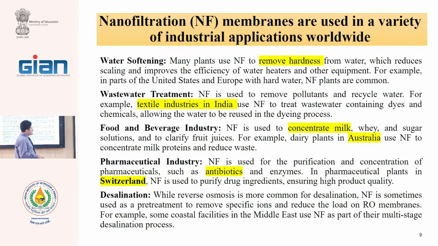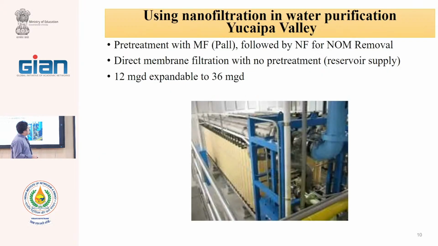And NF can be used in desalination. In some cases that we have low salinity, we can use nanofiltration because it needs low energy, and it is mostly used for brackish water. The case study sample in this valley used NF for natural organic matter removal, and before the NF, microfiltration was used as a pretreatment.